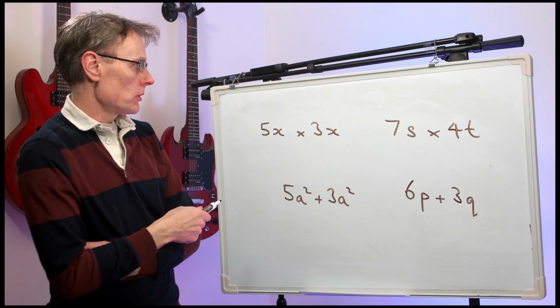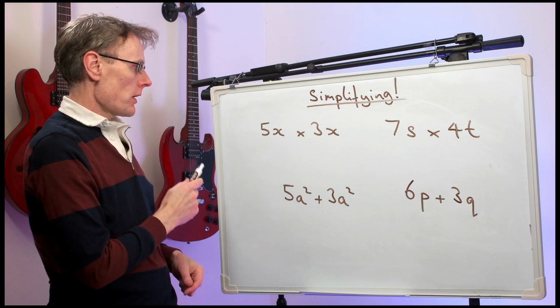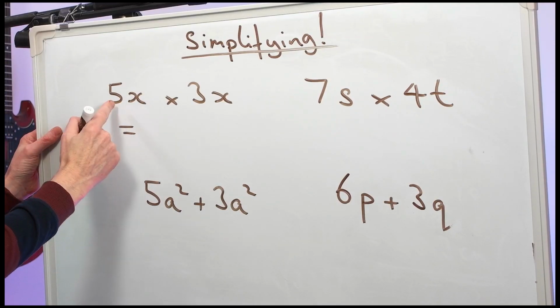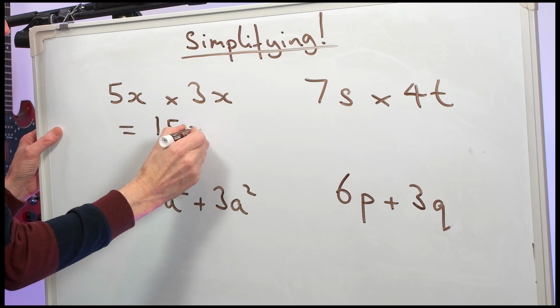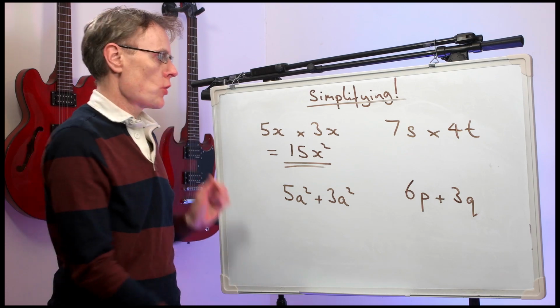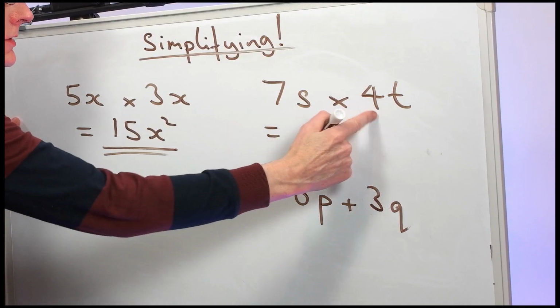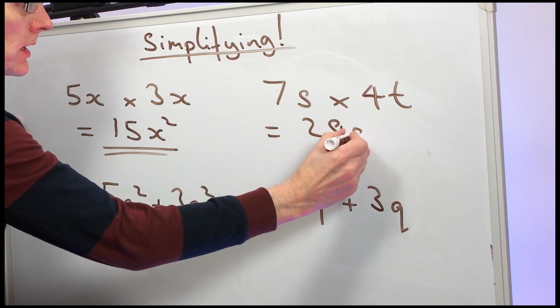Right, have a look at these examples. What we're doing here is simplifying. So 5x times 3x, 5 3s are 15, x times x is x squared. 7s times 4t. Well, 7 times 4 is 28, s times t is st.